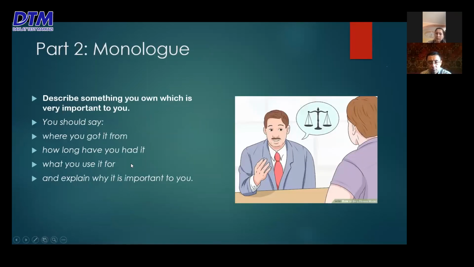And part two is a monologue. You're given a paper with a question: describe something you own which is very important to you. Okay, so this is the main sentence of the question. You should say where you got it from, how long you have had it, what you use it for, and explain why it's important to you. So they are kind of mini questions. Usually we call them prompts, which give you a direction of what to talk about.